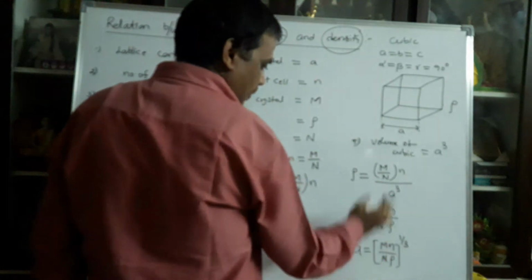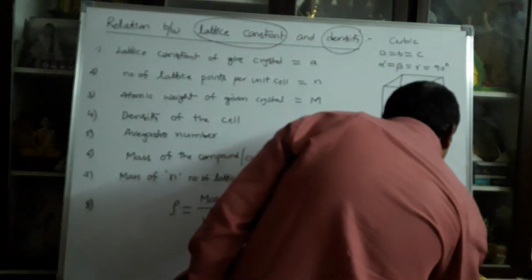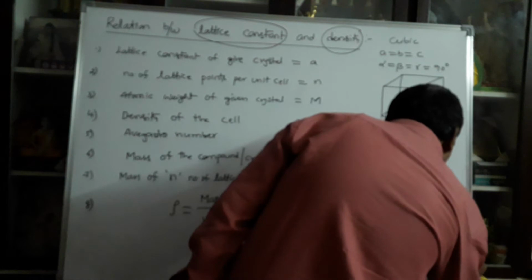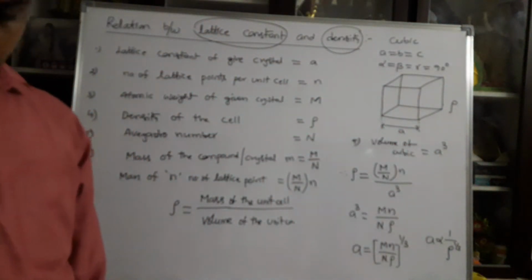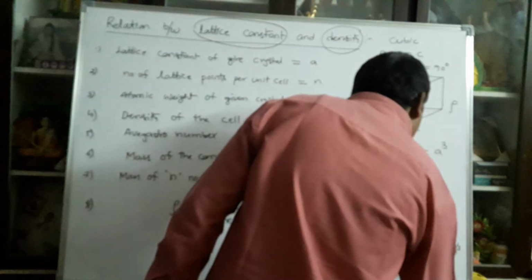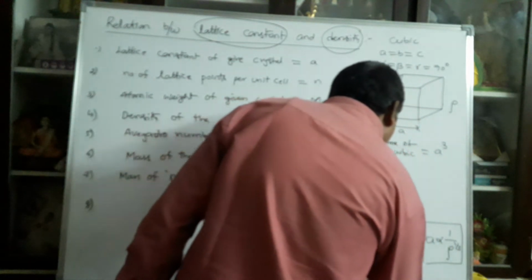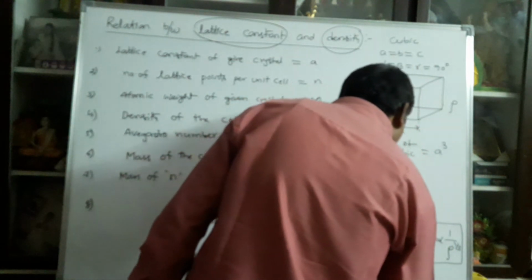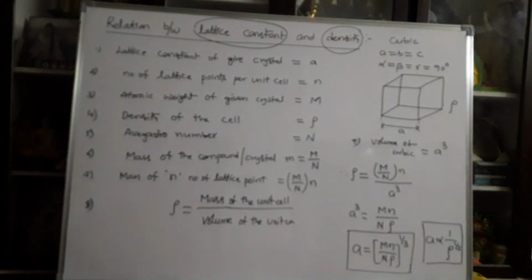So M, n and capital N are constants. Then the lattice constant is inversely proportional to density to the power 1 by 3. That is the relation between lattice constant and density, which is a very important relation for calculating numerical values.